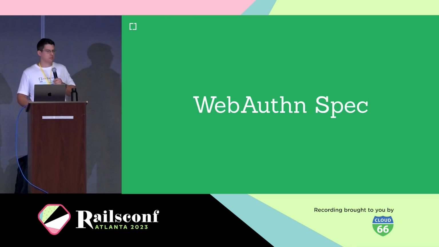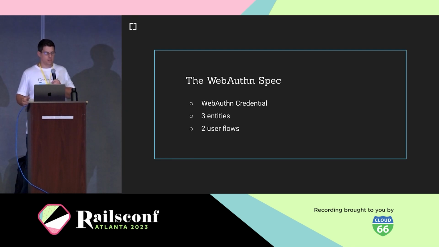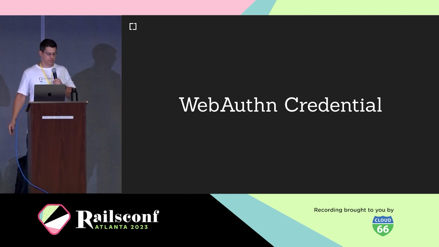The WebAuthn spec, this standard, is a long document that I'm not gonna bore you with here. So my goal was to try to make it simple for you to understand the several pieces that this technology has. The standard defines 3 things, basically: the WebAuthn credential, 3 entities, and 2 user flows. Let's start with the WebAuthn credential.